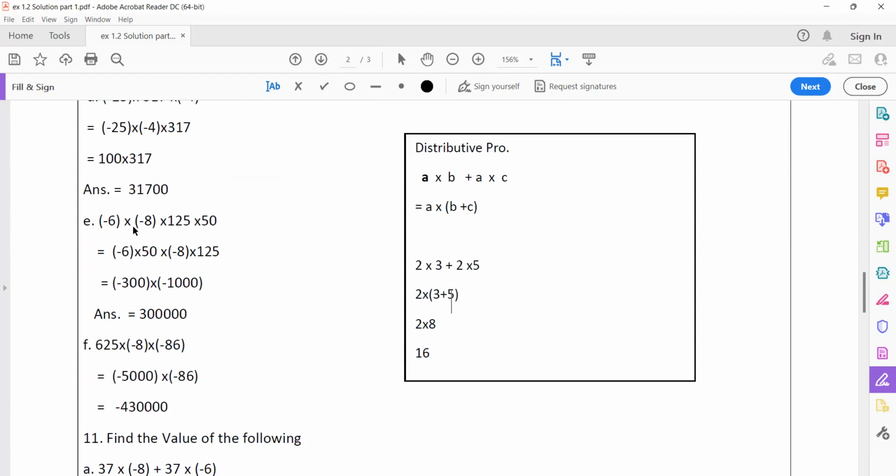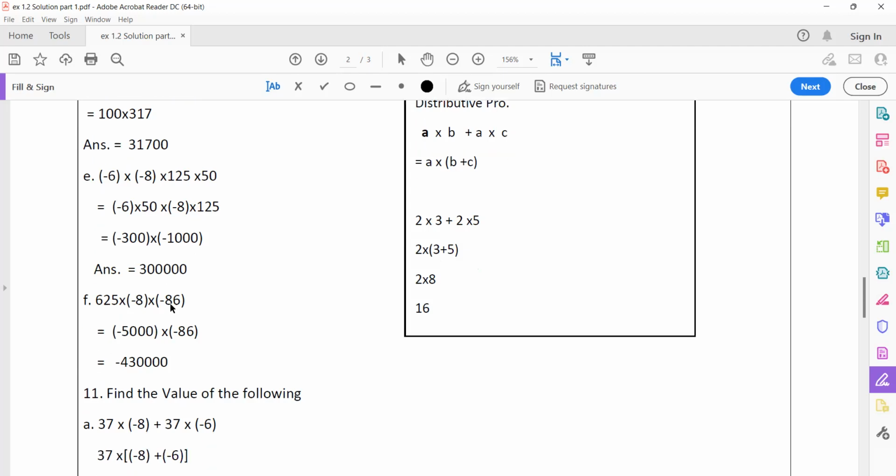Look at part E: -6 into -8 into -1 plus 125 into 50. Firstly, I multiply -6 into 50 and -8 into 125. -6 into 50 will give -300, and -8 into 125 will give -1000. When we multiply all these numbers, we will get the final answer. The same thing we applied here. We have 625 into -8, which will give -5,000, and -5,000 multiplied with -8.